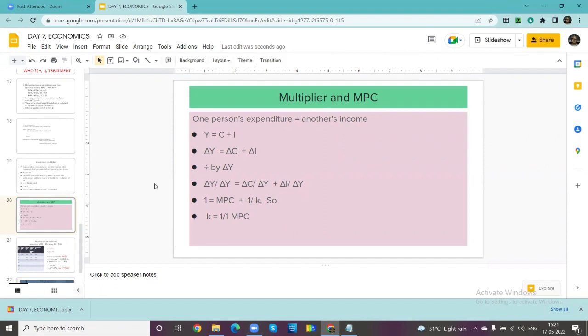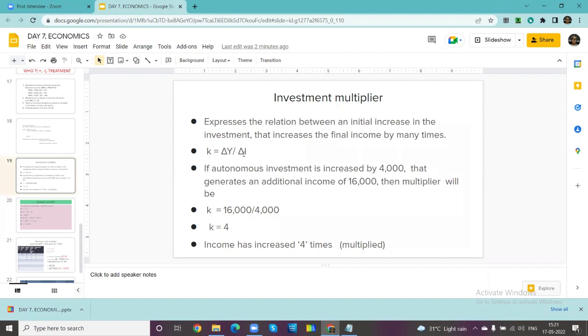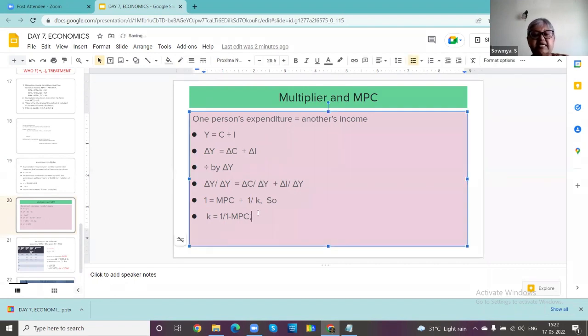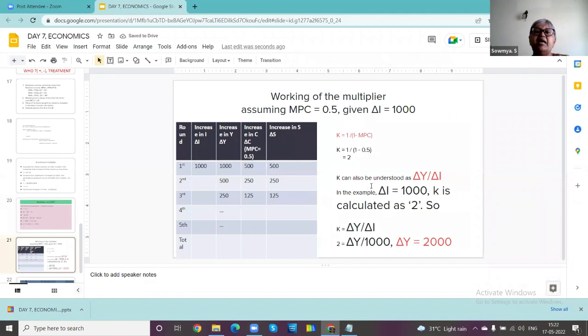Earlier, we would have told them K can be expressed as delta Y by delta I. When it is the reverse, delta I by delta Y, it can be expressed as 1 by K. If you take this K to the other side, K can be expressed as 1 by 1 minus MPC. In other words, K can also be expressed as 1 by MPS. We'll have to remind them of this and get back to it.